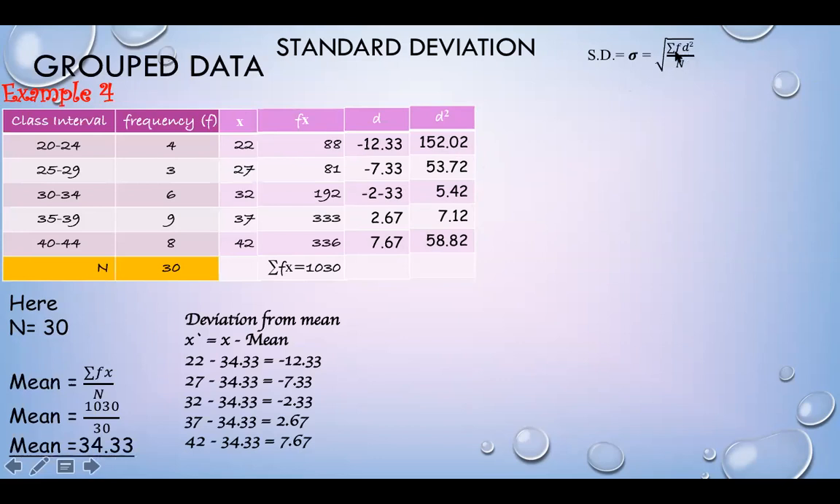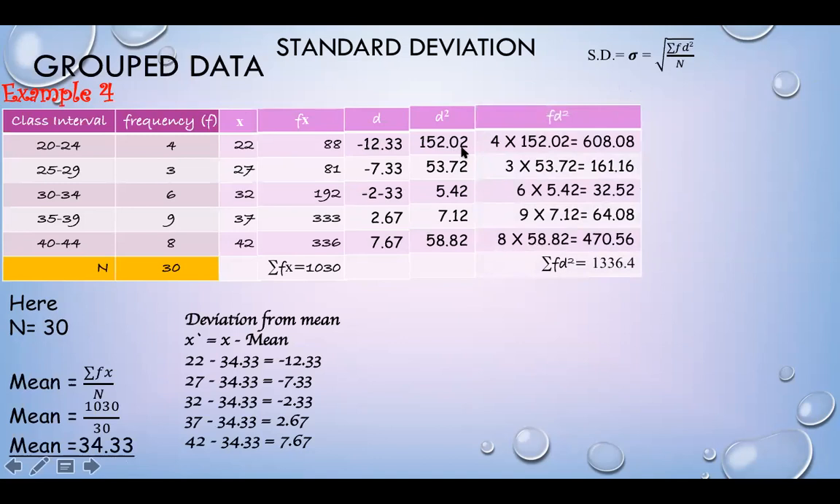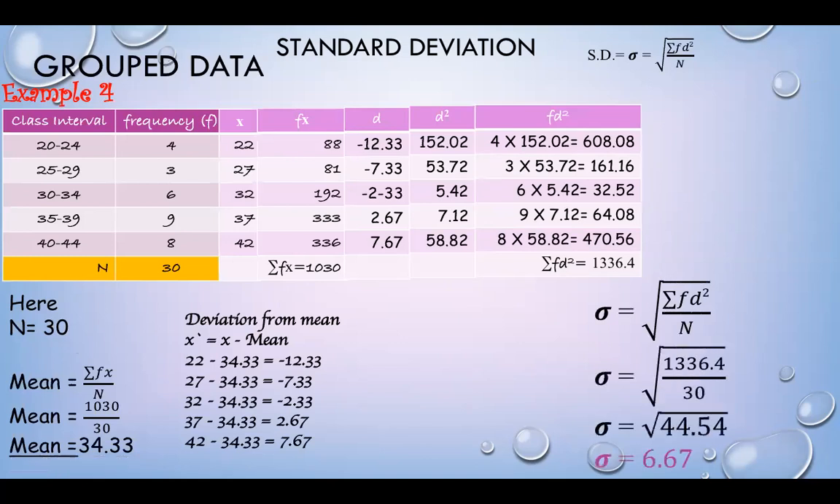But for the formula we need multiplication of frequencies and the deviation square. So here it is 4 multiplied by 152.02, 3 multiplied by 53.72, 6 multiplied by 5.42, 9 multiplied by 7.12, and 8 multiplied by 58.82. And then we have to sum this column. So we have all the things for the formula. Here it is summation of fd square, and here it is n. Giving these values in the formula, the standard deviation of this data comes out to be 6.67.